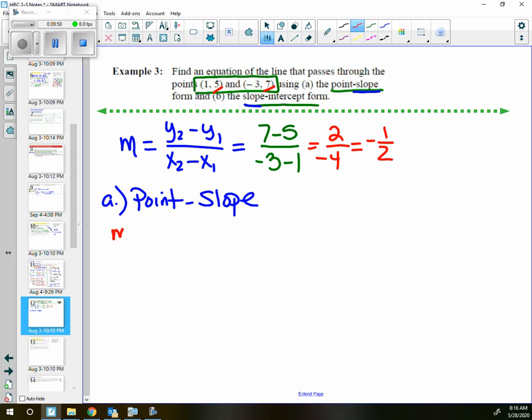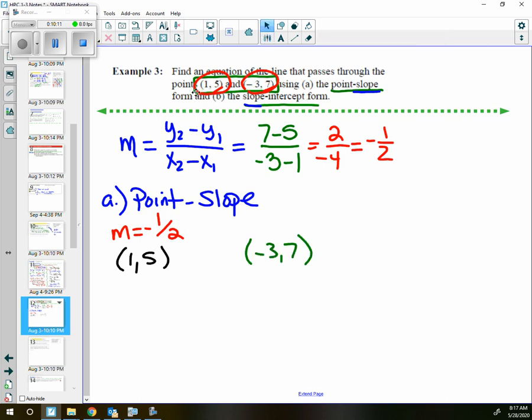So does it matter which point you use? So that's my first question. I have 2 ordered pairs. Does it matter which one I use? Well, they're both on the line. So the answer to that question is no, it doesn't matter. So I'm going to do it both ways. We're going to do it using the point (1, 5), and then I'm also going to do it using the point (-3, 7), and we're going to compare and see what we notice. So we're going to do it both ways.